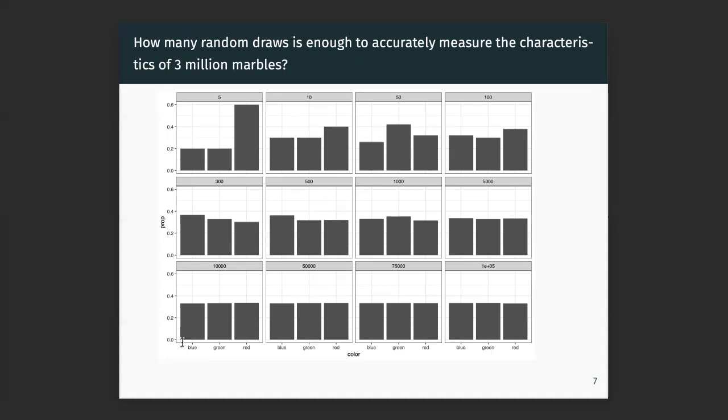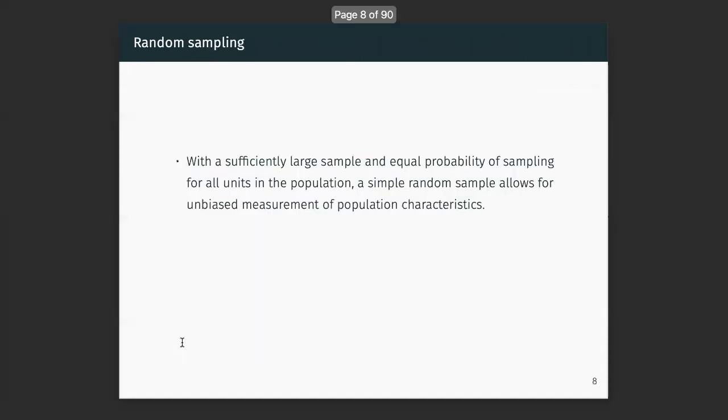So mu, in this case, is our parameter of interest. X bar is the statistic we're using to make a guess about where mu is. Okay. So with a sufficiently large sample and an equal probability of sampling for all units in the population, a simple random sample allows for unbiased measurement of population characteristics. Unbiased means that on average, the sampling error is 0.